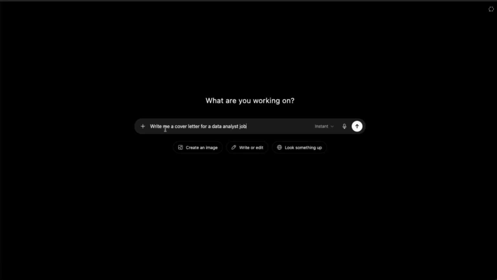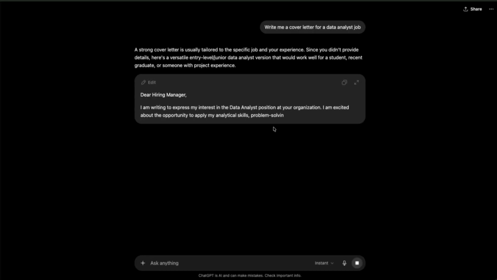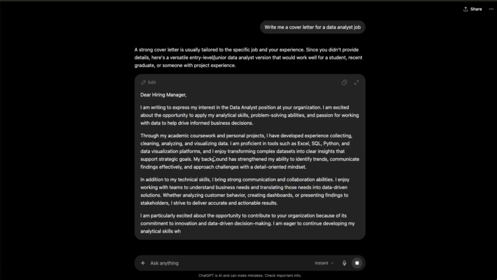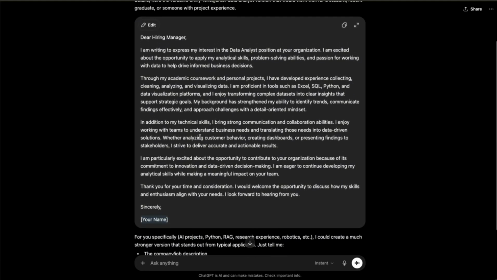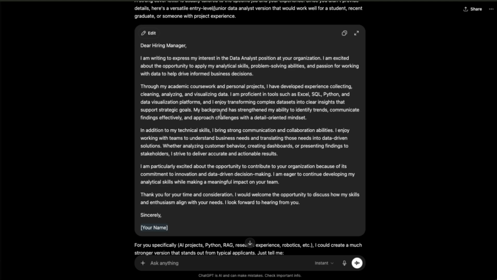What if we give it some generic tasks like this? Write me a cover letter for my data analysis job. So it'll be something generic. You didn't give it any information on you as a person and what you do and what your specializations are. So, of course, this cover letter is pretty basic and it's pretty vague.